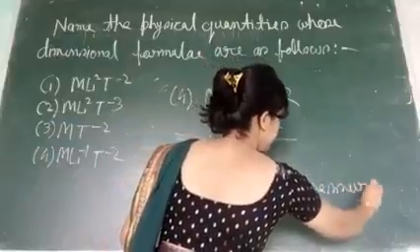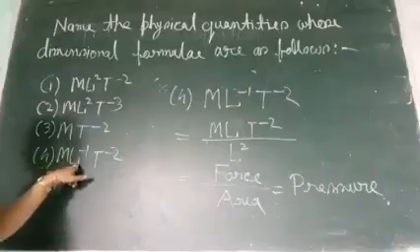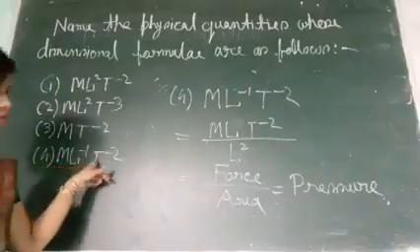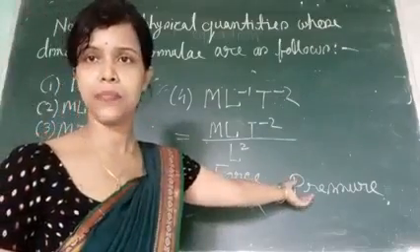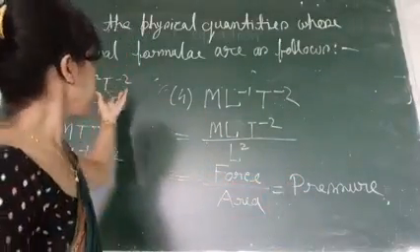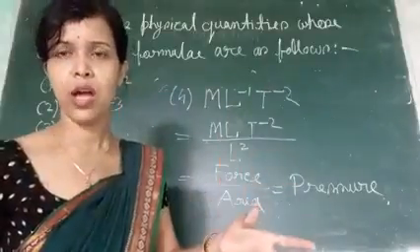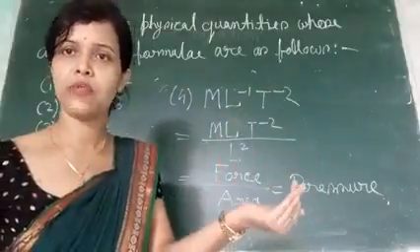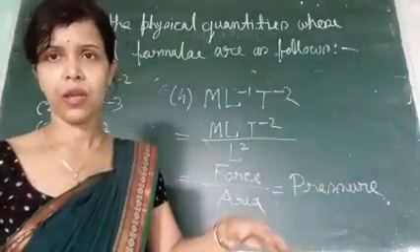So from this dimensional formula M L to the power minus 1 T to the power minus 2, we get the name of the physical quantity. This is pressure. In this way, by observing the dimensional formula, we can come to know the name of the physical quantity.